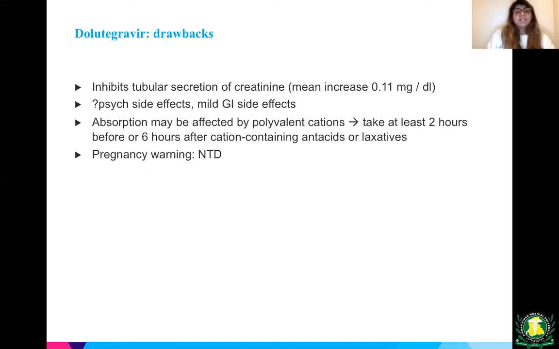And like I mentioned, there are some studies out there that dolutegravir was associated with neural tube defects. So there's a pregnancy warning. But again, the data is still coming out and it's still not completely clear.